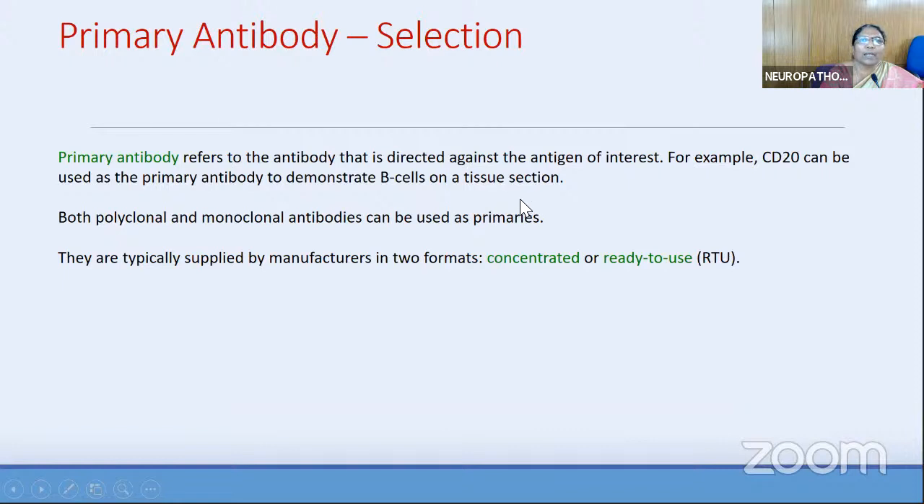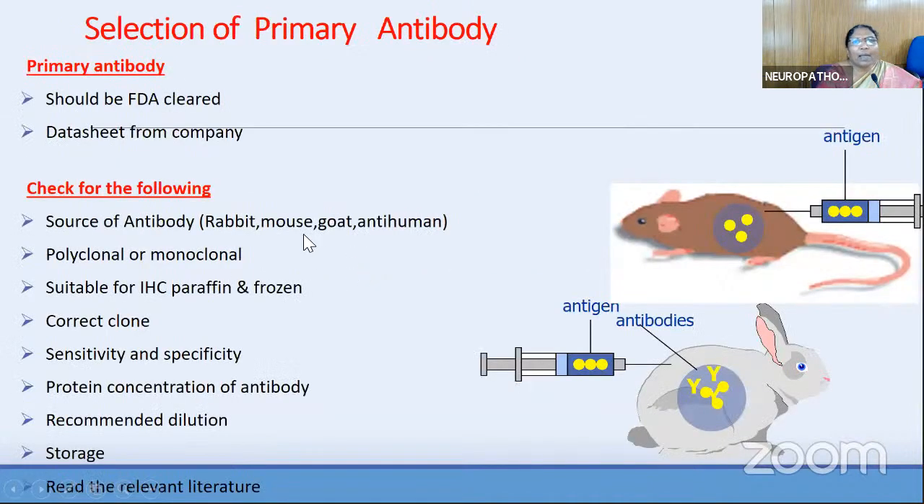Both polyclonal and monoclonal antibodies can be used as primaries. They are typically supplied by manufacturers in two formats, that is concentrated and ready to use. Concentrated, we make our own dilutions. Ready to use, they are doing the dilution for us. Selection of primary antibody. First and foremost is what type of antibody you require for your interest. Then, the company should be FDA cleared. FDA cleared means your antibody is already tested and validated by the institution.